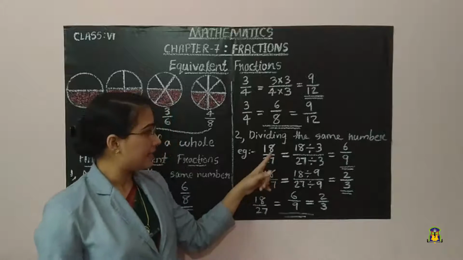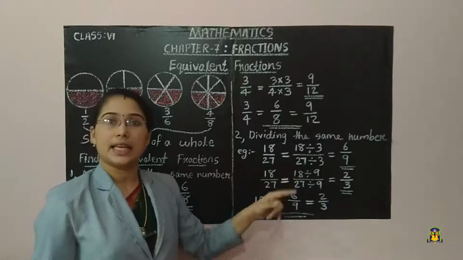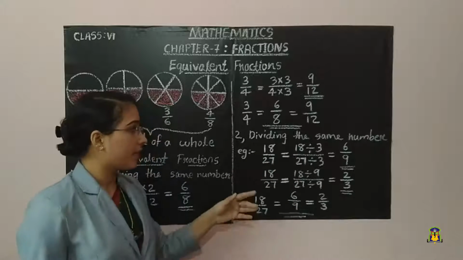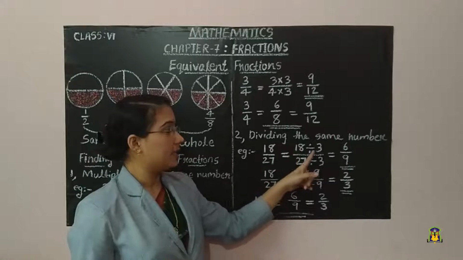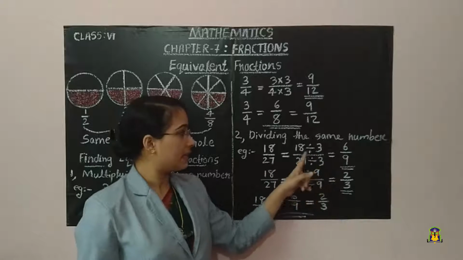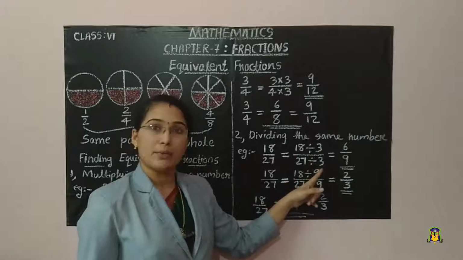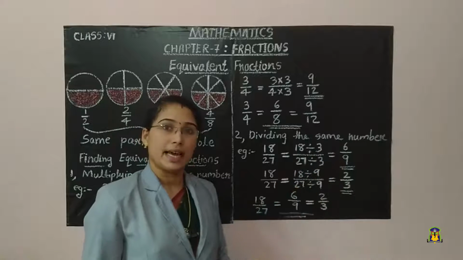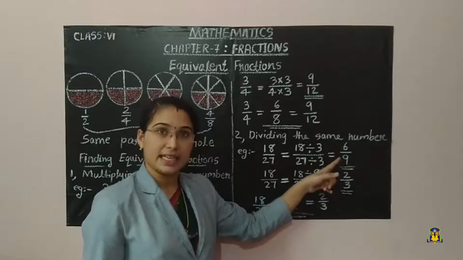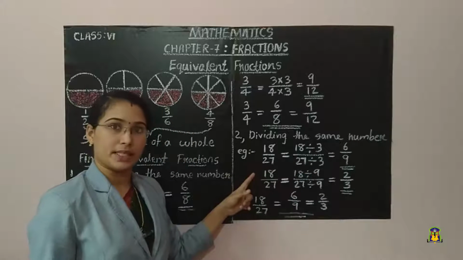Here you can see 18 by 27. In this 18 and 27, 3 is a divisor of both. So we can divide by 3. 18 divided by 3 and 27 divided by 3. What is the answer? 18 divided by 3 we get 6. 27 divided by 3 we get 9. So 6 by 9 is the equivalent fraction for 18 by 27.